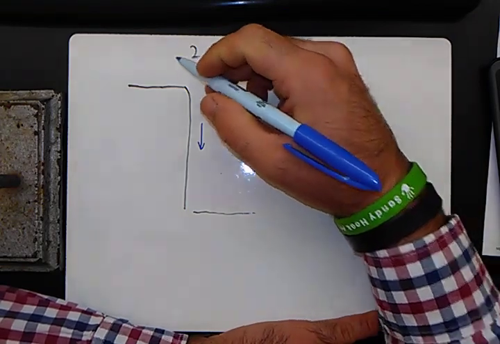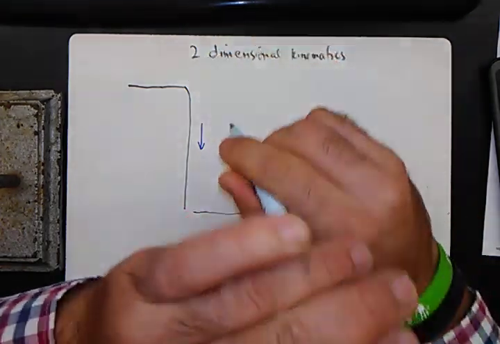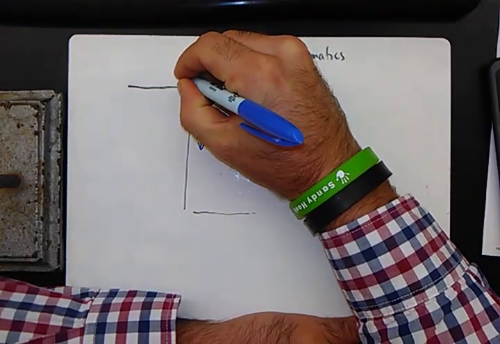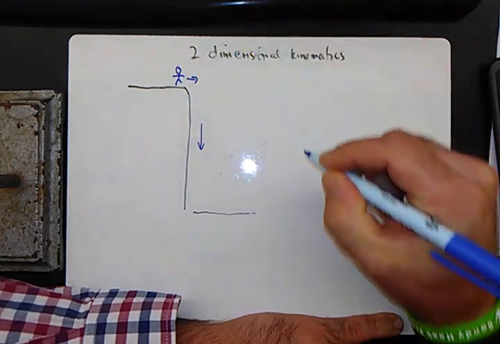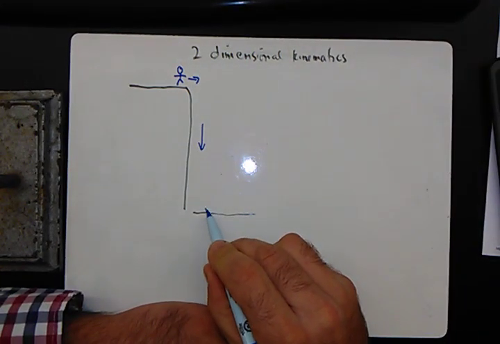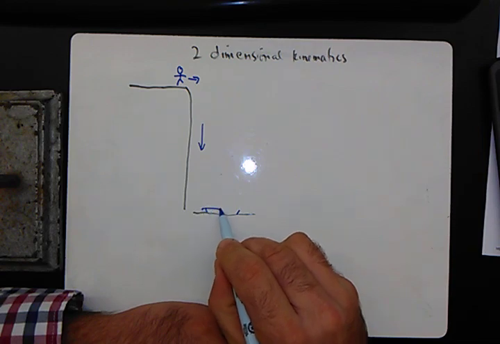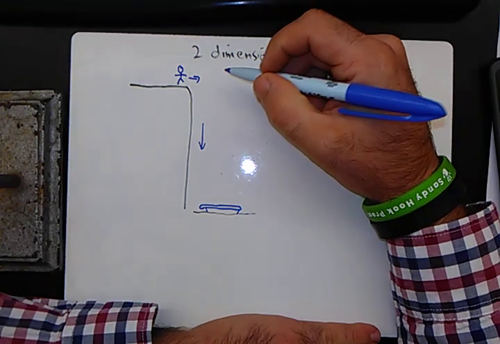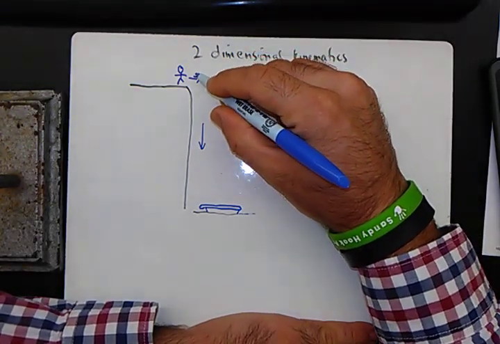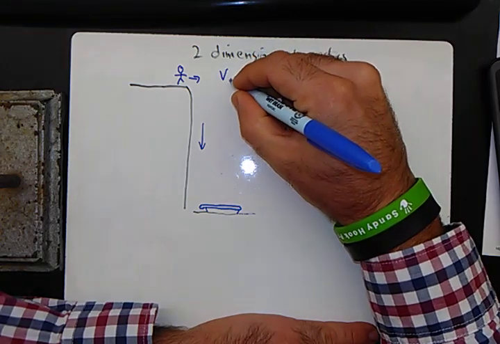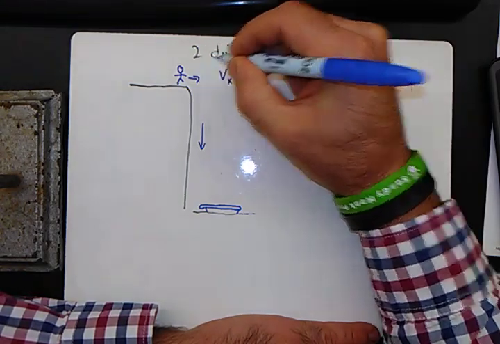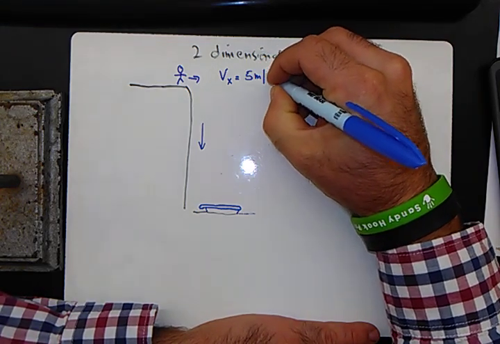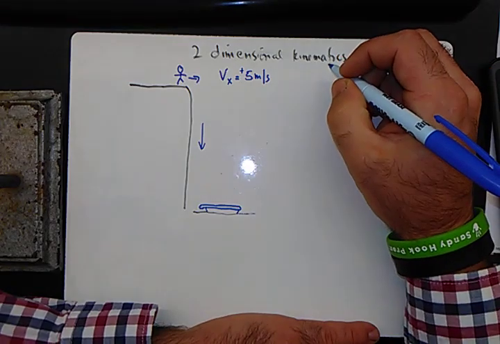We have Wile E. Coyote running off the cliff. And let's make this a little less violent. We'll say that there is a trampoline right here, a little trampoline right there. We'll say that the velocity in the x direction, which is this one here, let's say he runs off at 5 meters per second to the right.